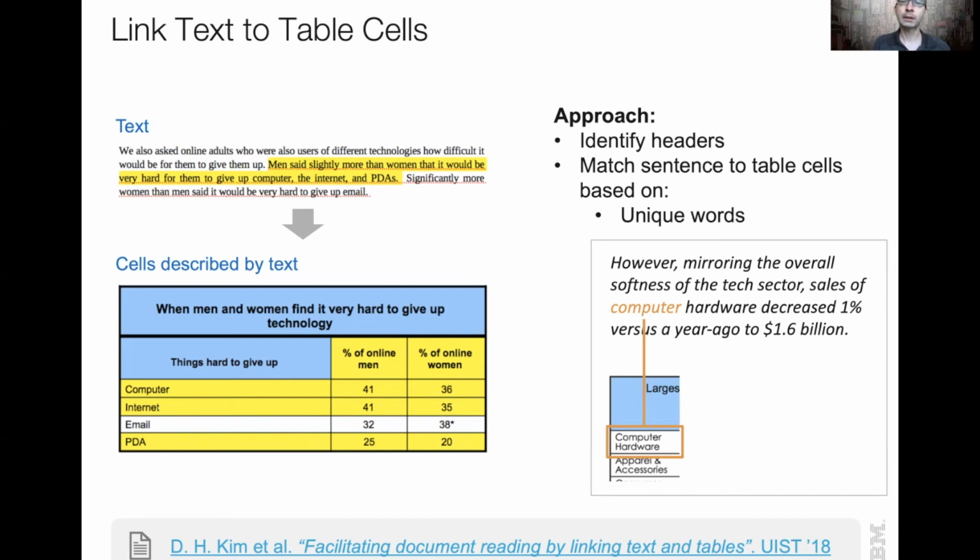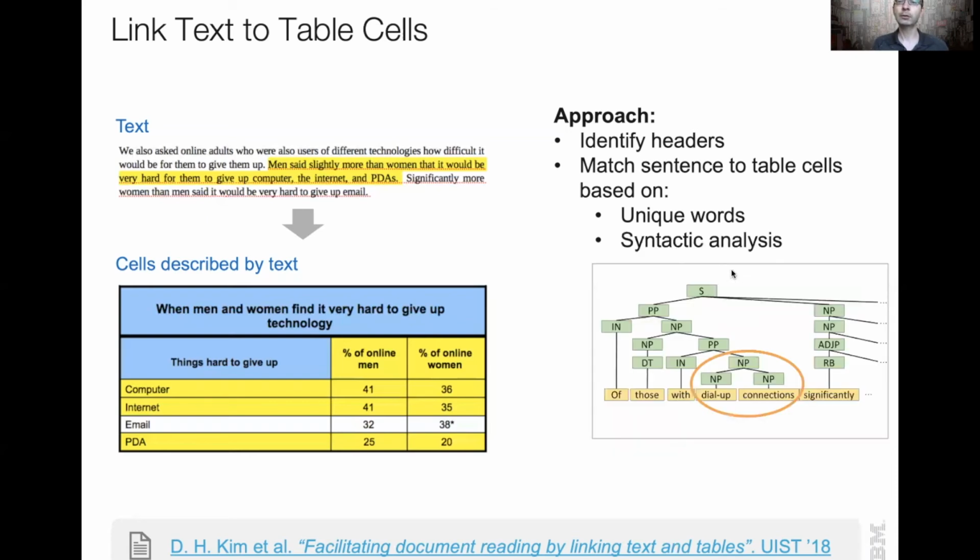In order to do this linking between text and cell contents, the authors of this paper use an approach that first identifies the headers and then uses different strategies to match the sentence to the table cells. The first strategy has to do with identifying words in the sentence that appear in unique cells. And the intuition here is that if a word appears only in one cell, it's a pretty strong clue about this cell being the relevant cell for the particular sentence.